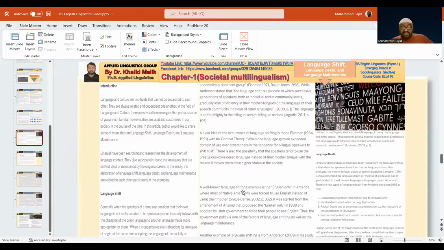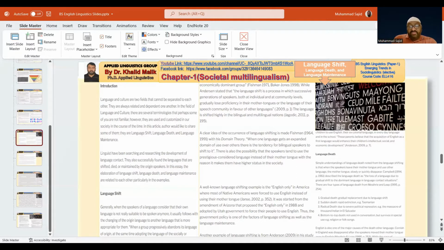A well-known language shifting example is English Only in America, where most of the Native Americans were forced to use English instead of their mother tongue. It started from the amendment of Arizona that proposed English Only in 1988 and was adopted by the Utah government in the USA to force their people to use English. Thus, government policy is one of the factors of language shifting as well as language maintenance.